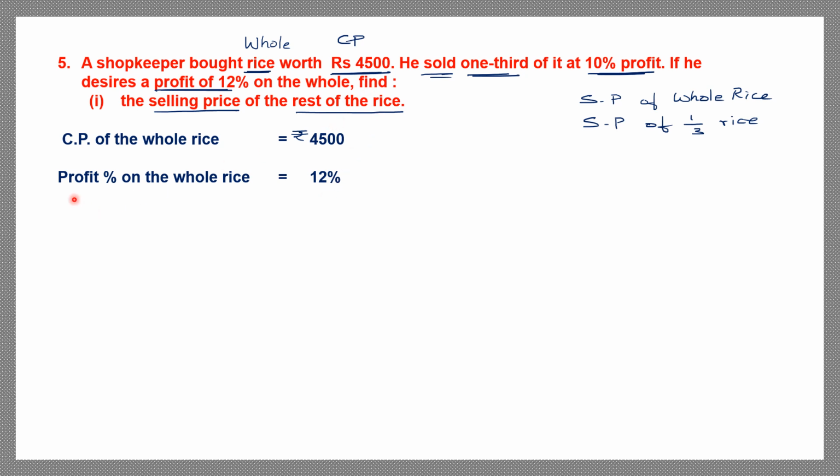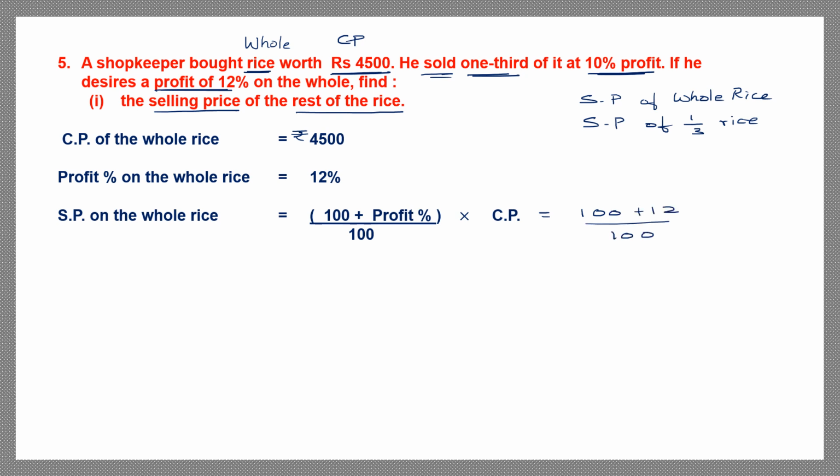Now we can find the selling price of the whole rice by using the formula 100 plus profit percent divided by 100 into cost price. So this will be 100 plus profit percent is 12 by 100 into cost price, which is 4,500 rupees. Now let's simplify this further. So this is 112 divided by 100 into 4,500.